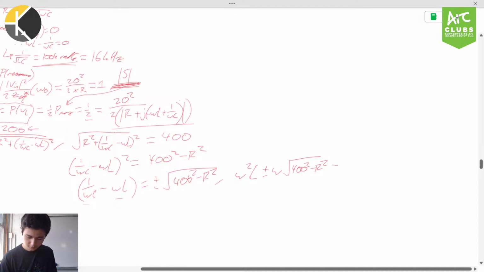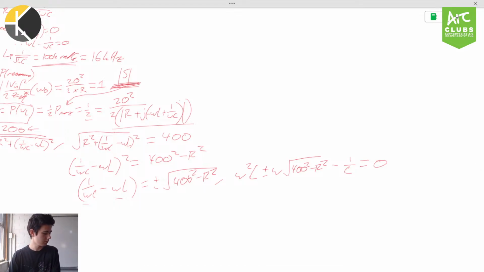And then you do subtract 1 on C. And this equals 0. Okay, following so far? It's just a lot of math bashing when we need to determine these things from basis.